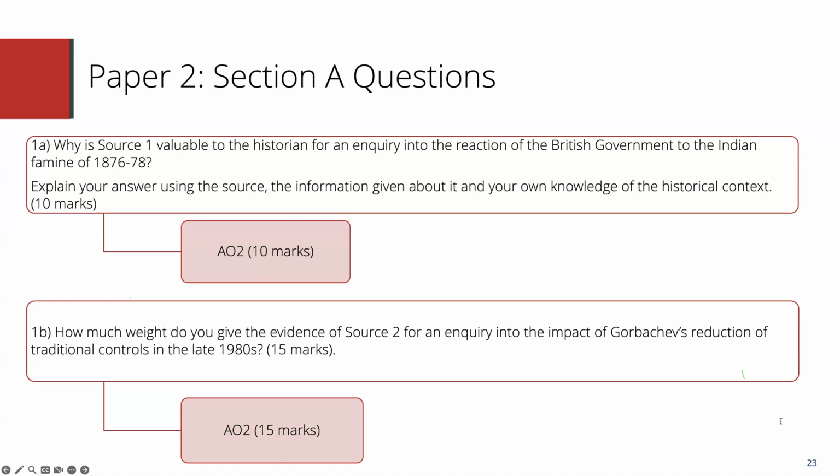Now again, if in that break you want to have a look at document 11, which is for section B, question 2, I'll just put it on the screen now.